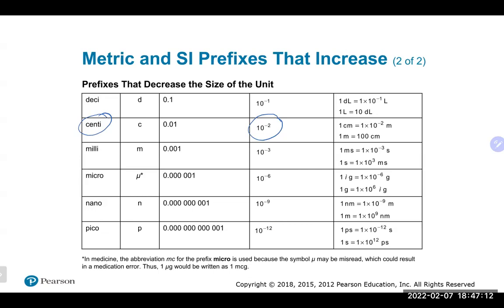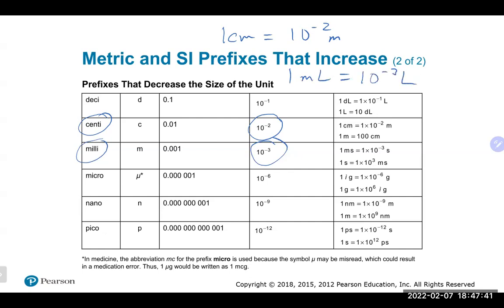How many meters would there be in 1 centimeter? So in 1 centimeter, there should be 10 to the minus 2 meters. Yeah. So again, that's how we pull those numbers off of this table. Milli we use a lot, which is 10 to the minus 3. In 1 milliliter, there would be 10 to the minus 3 liters.